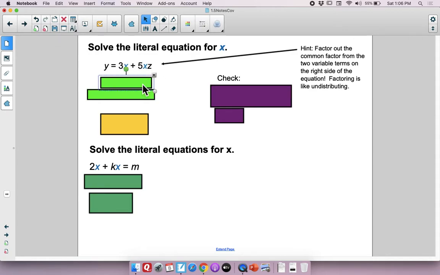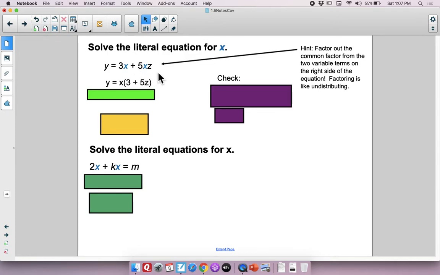So what would that look like? Well, it would look like this. Notice that if I pull an x out of this term here, this 3x, what's left? Just the 3. And if I pull an x out of positive 5xz, what's left? Plus 5z. Now, how can you check to make sure you did that right? Well, you could distribute back out, and you should be back to where you started, right? X times 3 is 3x. X times positive 5z is plus 5xz.